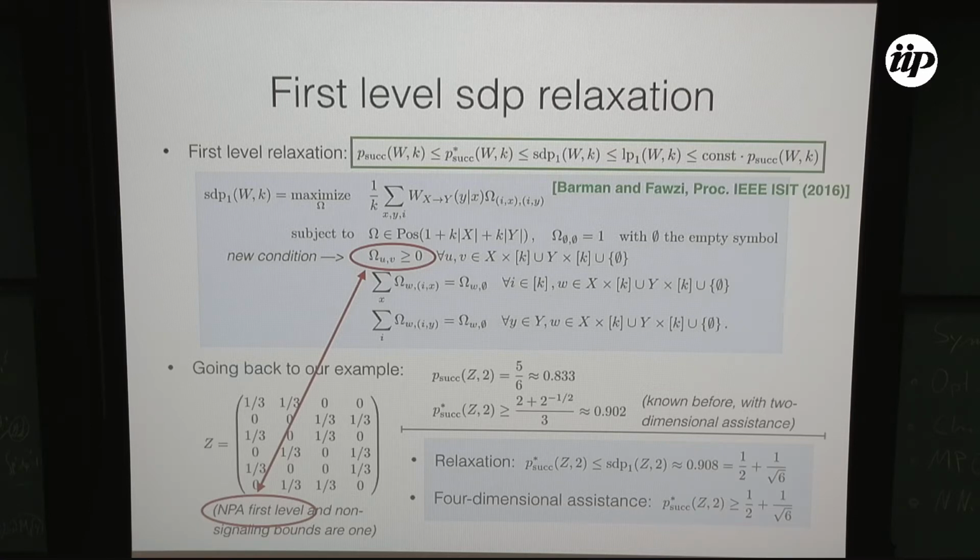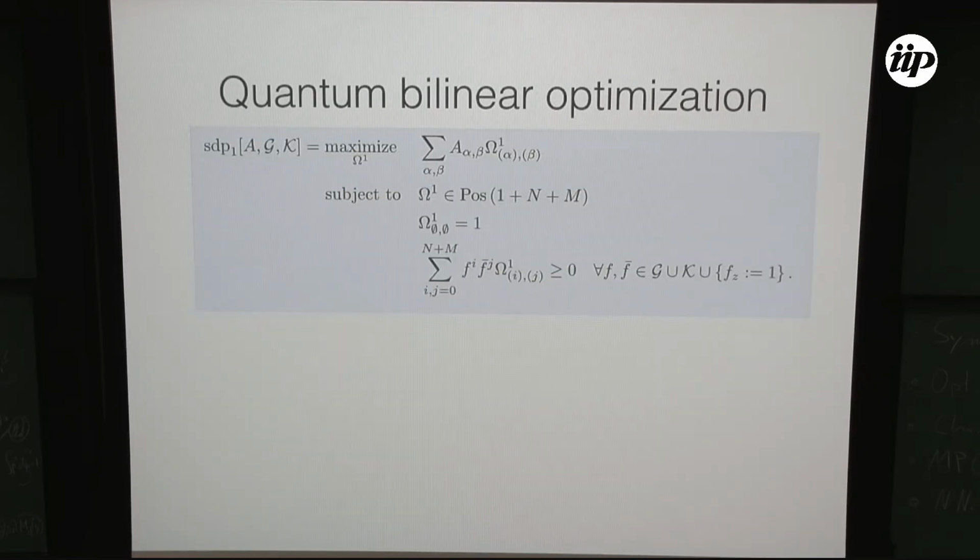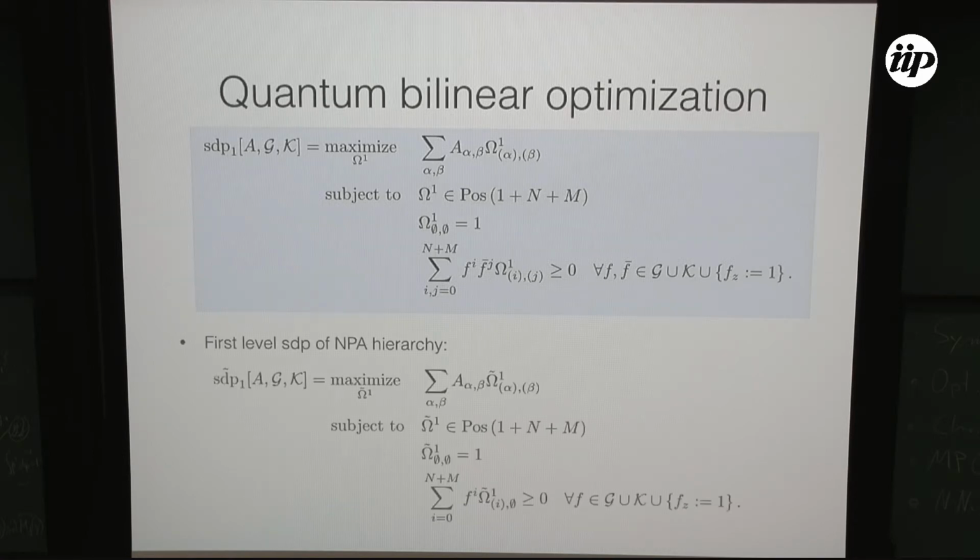Great, thanks, Omar. Perfect. So I was talking about the general setting now of quantum bilinear optimization and how our first level compares to the first level of previous work, the NPA hierarchy. You can see here we have more constraints in this condition, because if you put one F here as the trivial constraint, you get back these constraints, but of course you also have these mixed constraints where you have two different F.